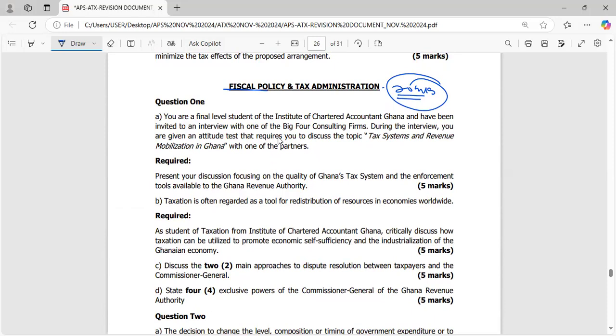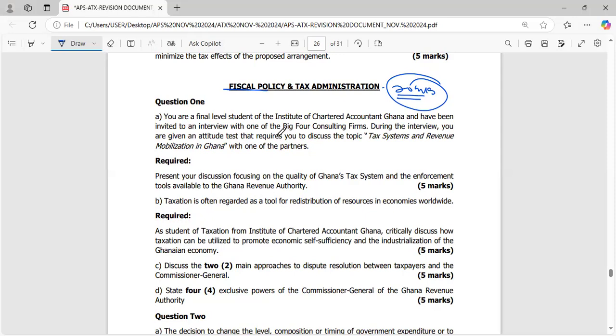Fiscal policy normally moves with monetary policy. The monetary policy is normally used by the Bank of Ghana to regulate the flow of money in the system. Fiscal policy is used by the government. So the other name for fiscal policy is government budget. Briefly, fiscal policy is the use of government revenue and expenditure, which is the budget. You may have a deficit budget and you may have a surplus budget. In the question, they can ask you how government can finance a deficit budget.